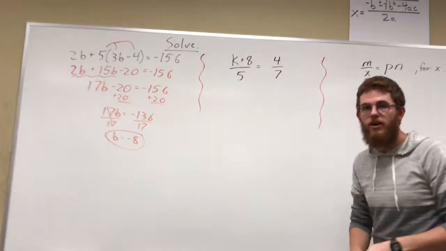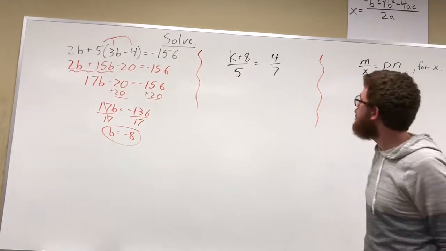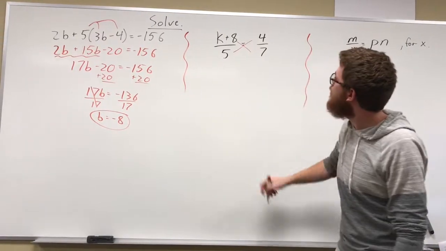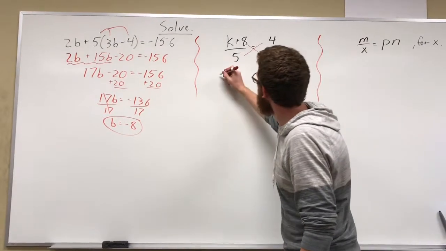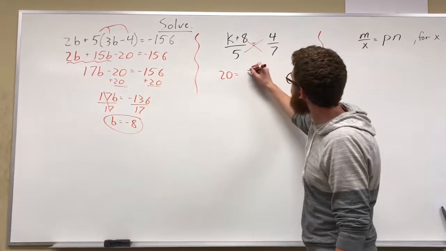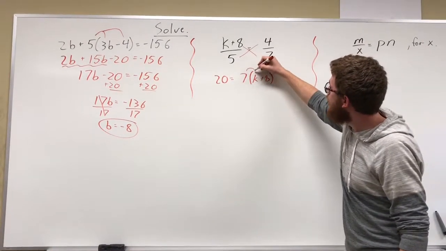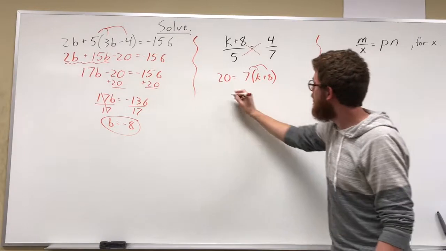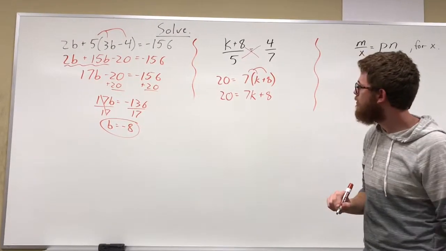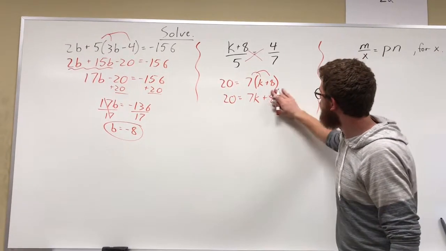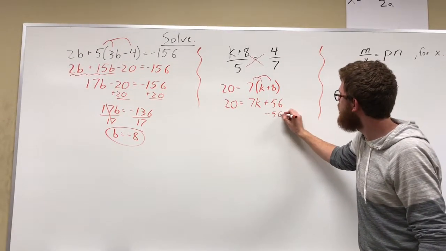Moving over here we have a proportion. In order to solve proportions we can use cross multiplication. I can multiply the denominator of one fraction by the numerator of the other. 5 times 4 gives me 20, and I have 7 times k plus 8. Well, I can now multiply those together by distributing that 7. I get 20 equals 7k plus, sorry, 7k plus 56.